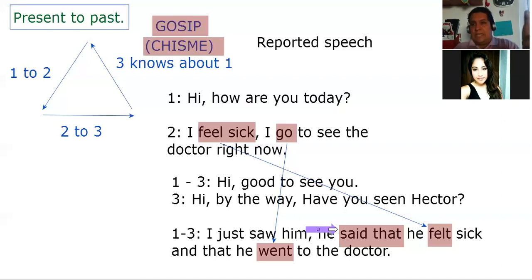I said that in the past, but I can say also this. I can say, oh yeah, I just saw her. Yeah, it's saw her. And I think she said that she goes to the doctor because she feels sick. So as you can listen here, I didn't change the tense. Why? Because this situation just happened a couple of minutes ago, and I know this is real.